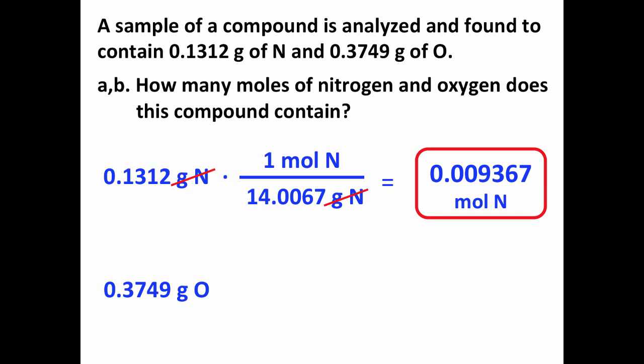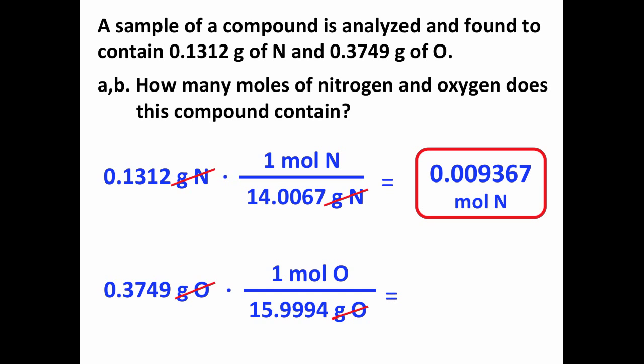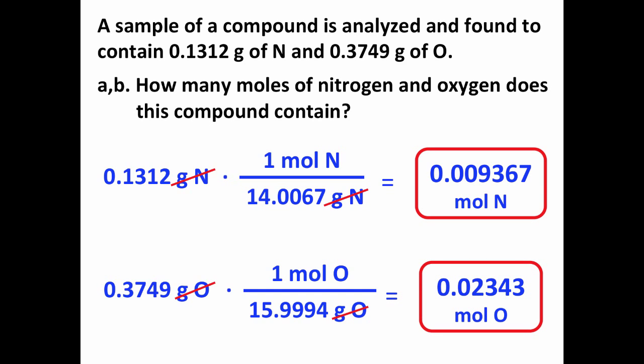For oxygen we do the same thing, except we use the mass of oxygen in the compound and the mass of oxygen per mole, which again is found on the periodic table. And since 1 mole of oxygen is about 16 grams, we can convert from grams of oxygen into moles of oxygen. And in this case, we get about 0.02343 moles of oxygen in the compound.